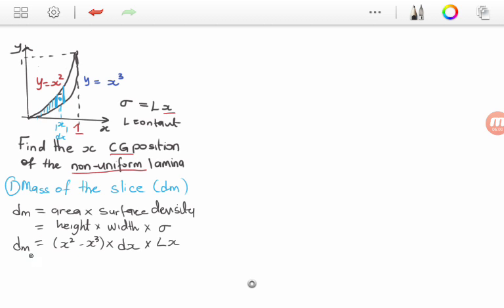So we have our dm, the mass of our slice. Just to write it more formally, it's x squared minus x cubed times... since there's an x here, and then there's an L, we can put the L here and multiply by the x throughout. So we have x cubed, x to the 4, and then we have our dx. So this is the mass of the slice.